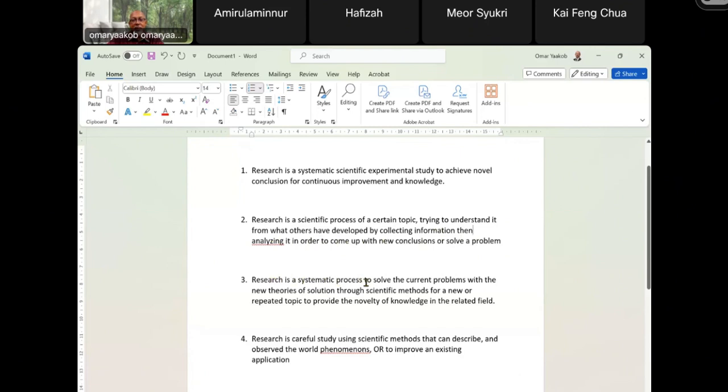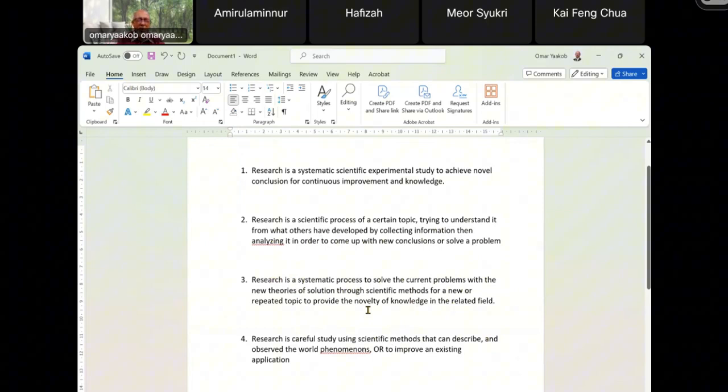Research is a systematic process to solve the current problem with new theories or solutions through scientific method for a new or repeated topic to provide novelty knowledge. Research is careful study using scientific method that can describe observed world phenomena or improve analyzing application.